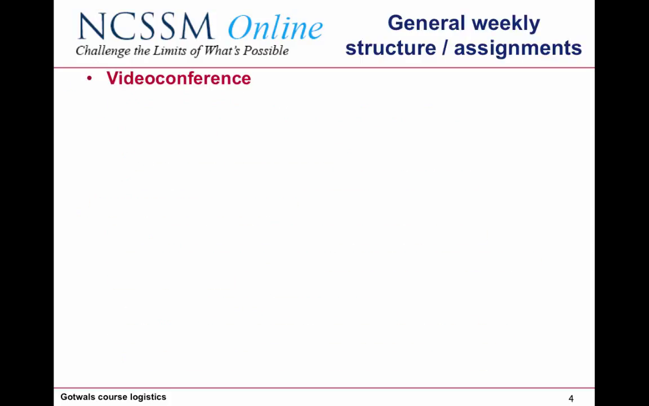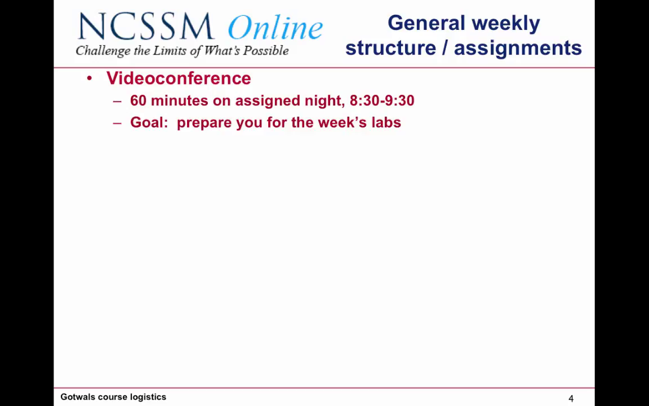A little bit about general weekly structure and assignments. You should all know that there's a 60-minute webinar or video conference on your assigned night, whether that's Monday, Tuesday, Wednesday, or Thursday from 8:30 to 9:30 p.m. And the goal is to prepare you for the week's labs. So the typical structure of these is you have 2 labs every week, for the most part. I usually spend the first half hour talking about the first lab and then the second half hour talking about the second lab.